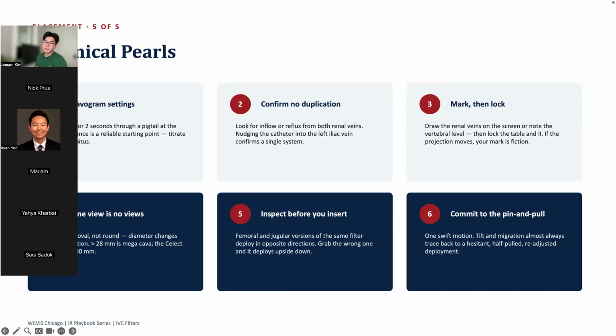The sixth point is to commit to the release in one smooth motion. Dr. O'Neill's point was that when a filter ends up tilted or in the wrong place, it's usually because someone released it hesitantly or got nervous, and they had to keep adjusting it. So the hesitation itself causes the very problem that you were worried about.